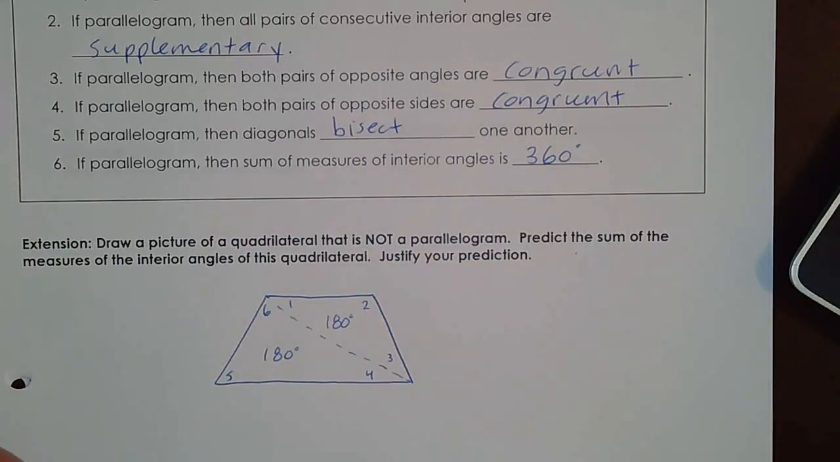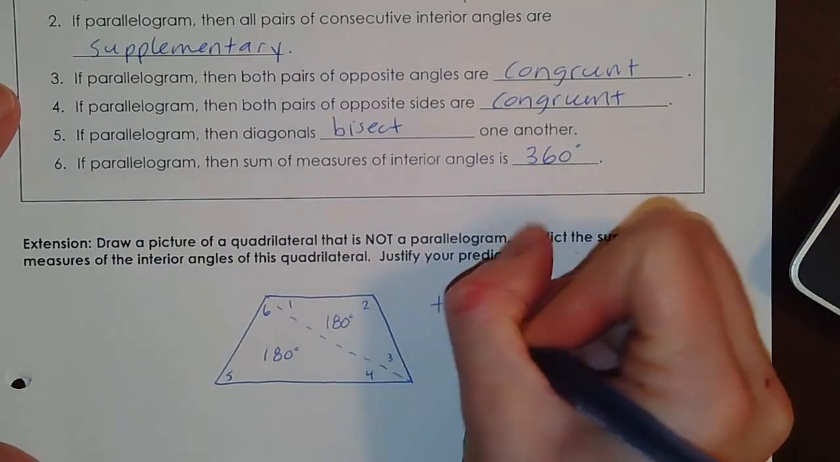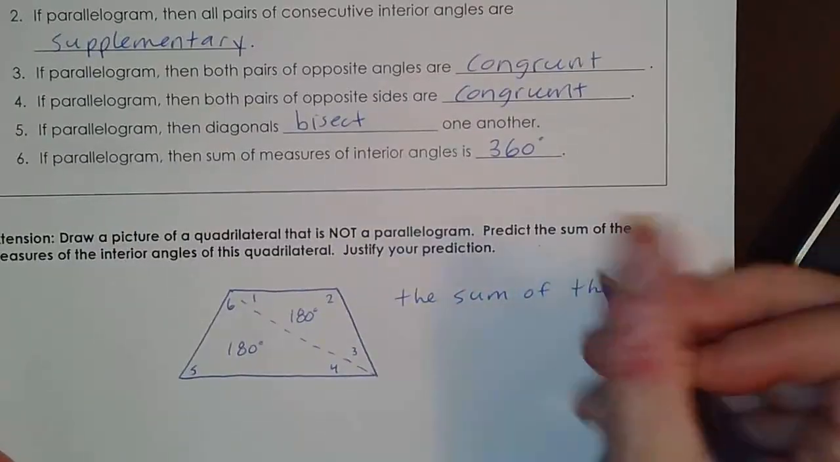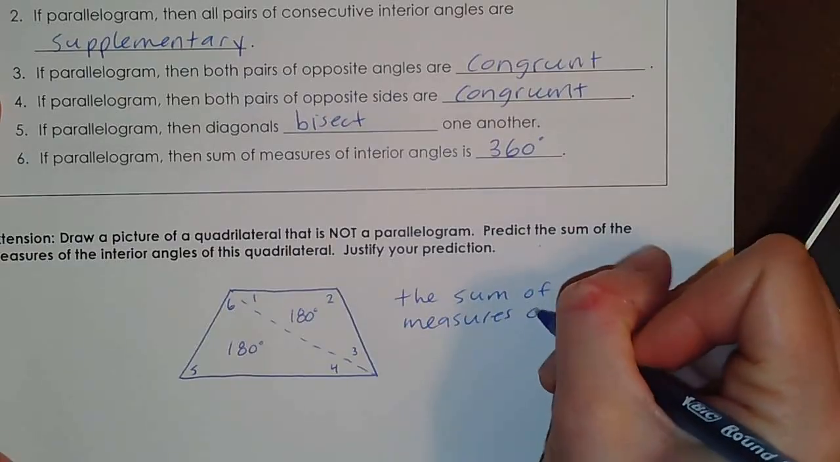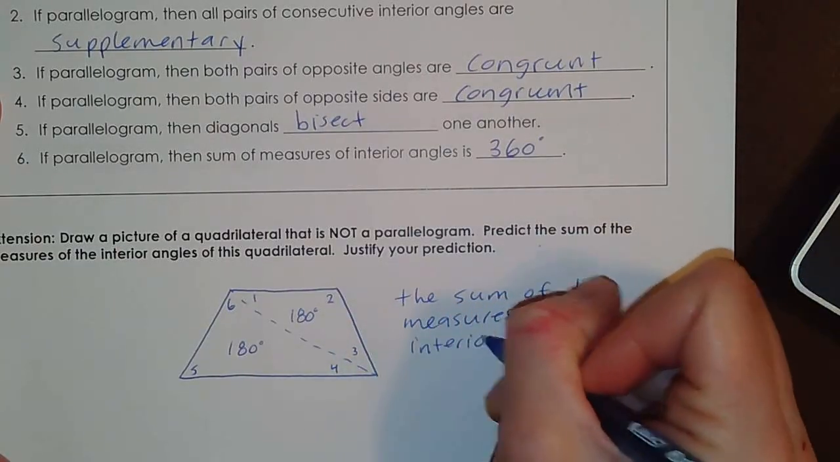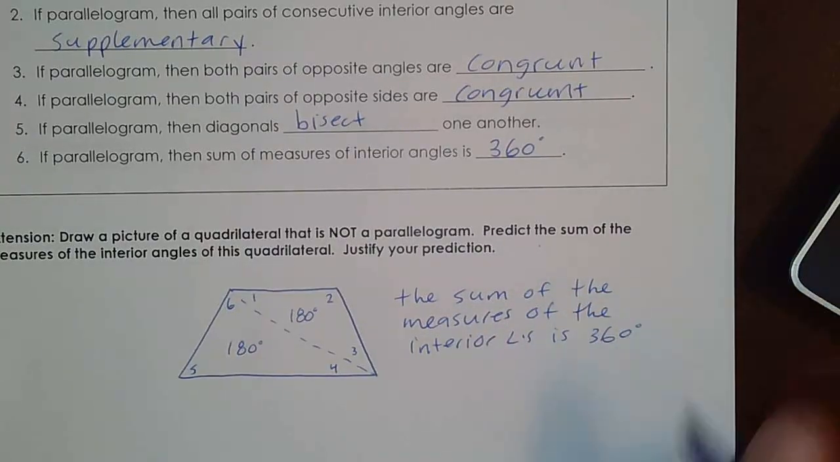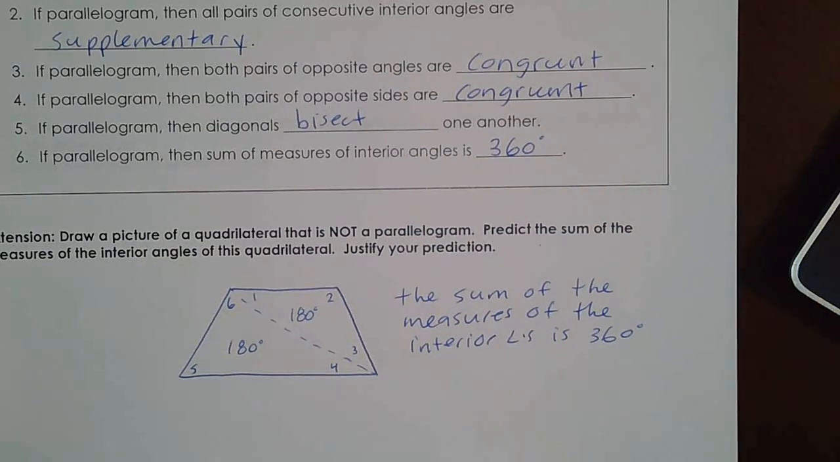So my prediction is that the sum of the measures of the interior angles is 360 degrees. And that's my reasoning because of the triangle sum theorem. And you can break any quadrilateral into two triangles.